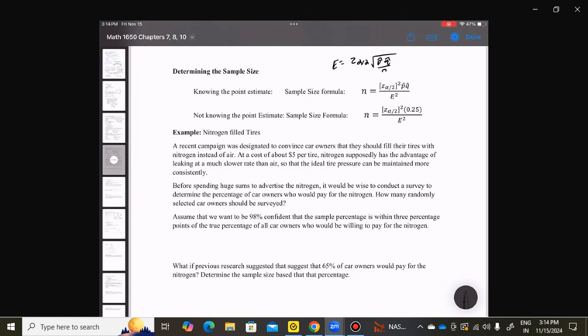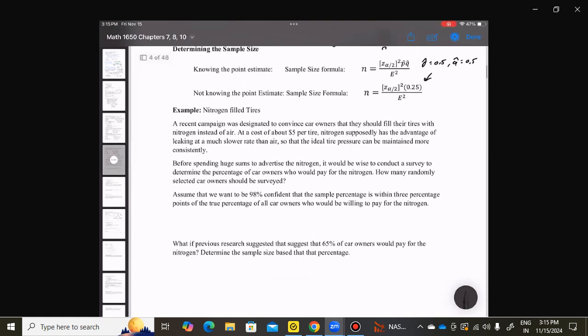If you don't have any previous information, then what they do is assume the worst case scenario, and the worst case is that p hat and q hat both equal 0.5, resulting in 0.25 there. You can either keep it as 0.5 times 0.5 or just use 0.25. It's going to result in the highest sample size.